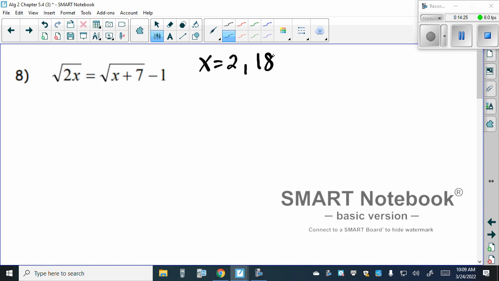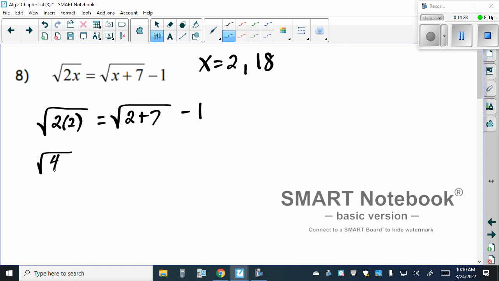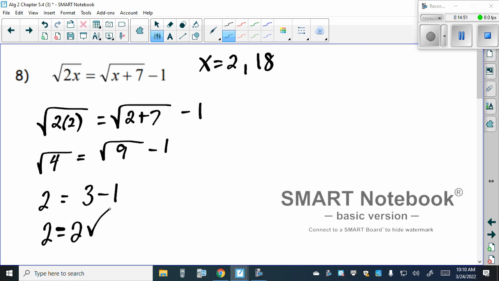We can check this here to make sure it does work. Square root of 2 times 2 is equal to the square root of 2 plus 7 minus 1. Well, here 2 times 2 is 4. Square root of 4 is 2. Okay? 7 plus 2 is 9. So that works.